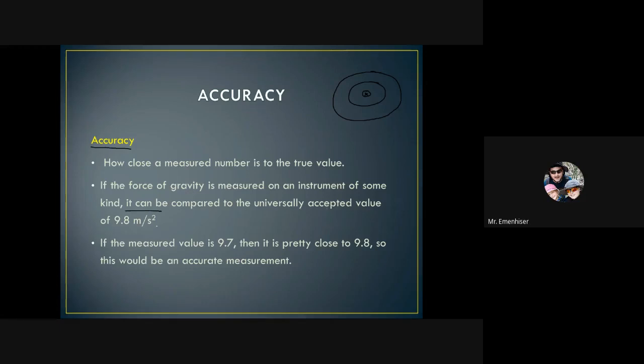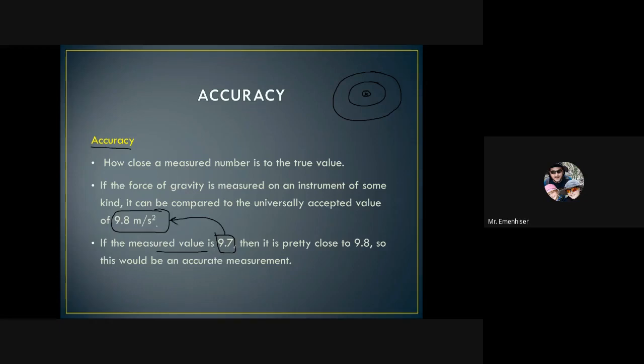So we know what gravity is very well. We've measured it thousands of times, hundreds of thousands of times. So we know that gravity is 9.8 meters per second. So let's say I do a lab. I measure the force of gravity in my lab. I get 9.7. Well, that's pretty close to what I should have got.